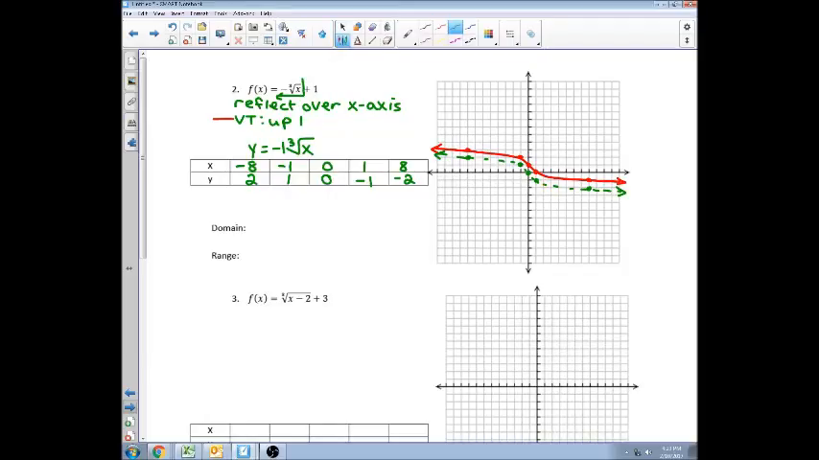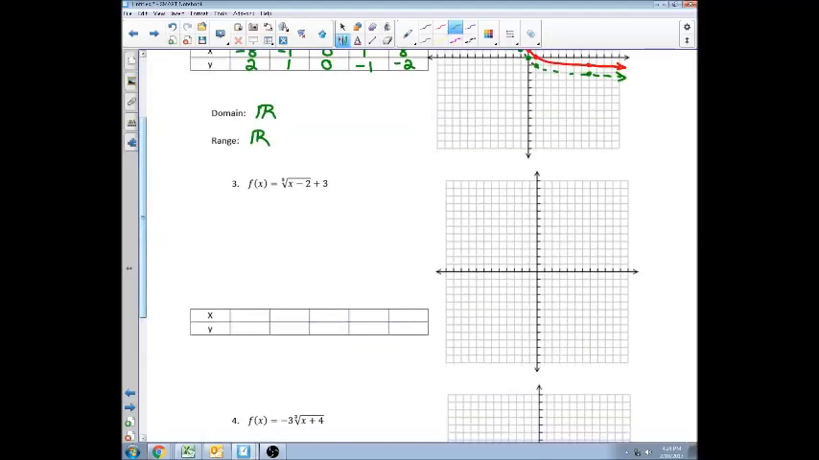Now for my domain and range, as you can see from our red graph, which is our answer, it's going to go on forever and ever in both directions, so it's all real. It's going to go on up to the left and down to the right forever, so my range is also all real. Okay. On to number 3, which is not our final. I'm sorry, there'll be one more after that.